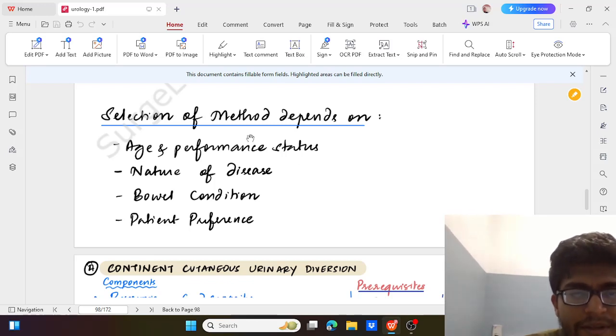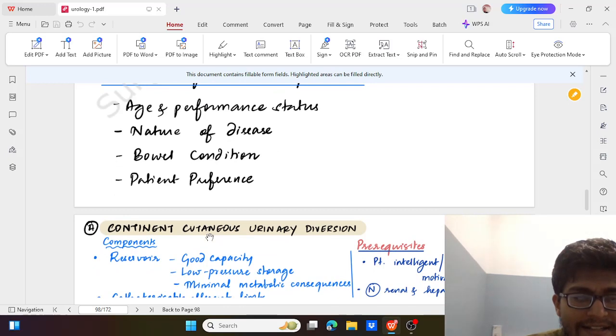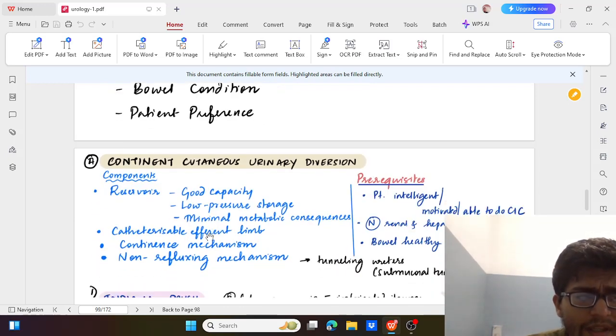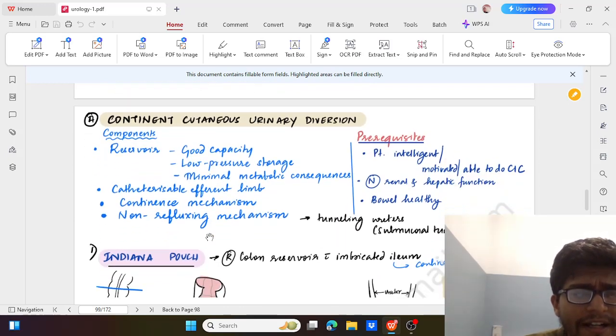Then selection of the method. It depends on the age and performance status of the patient, nature of the disease and bowel condition, and lastly the patient preference. Now seeing some of these in detail.